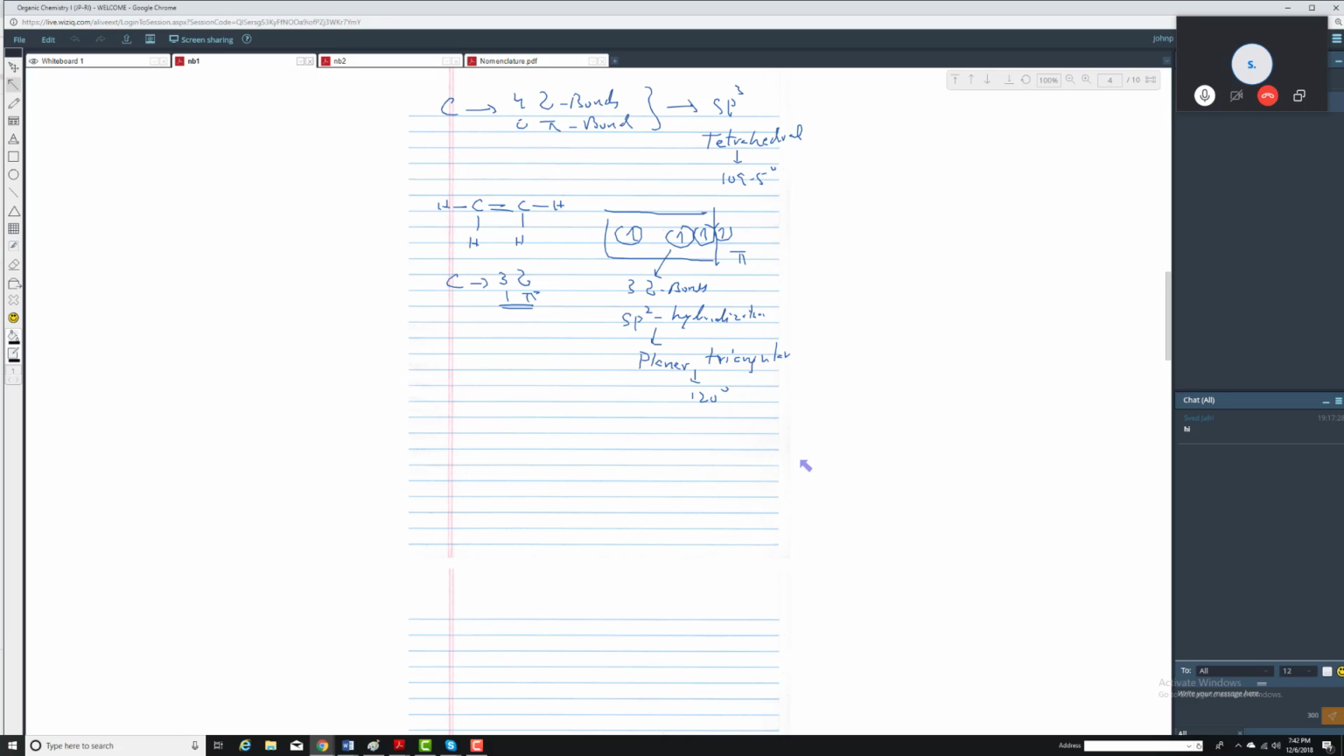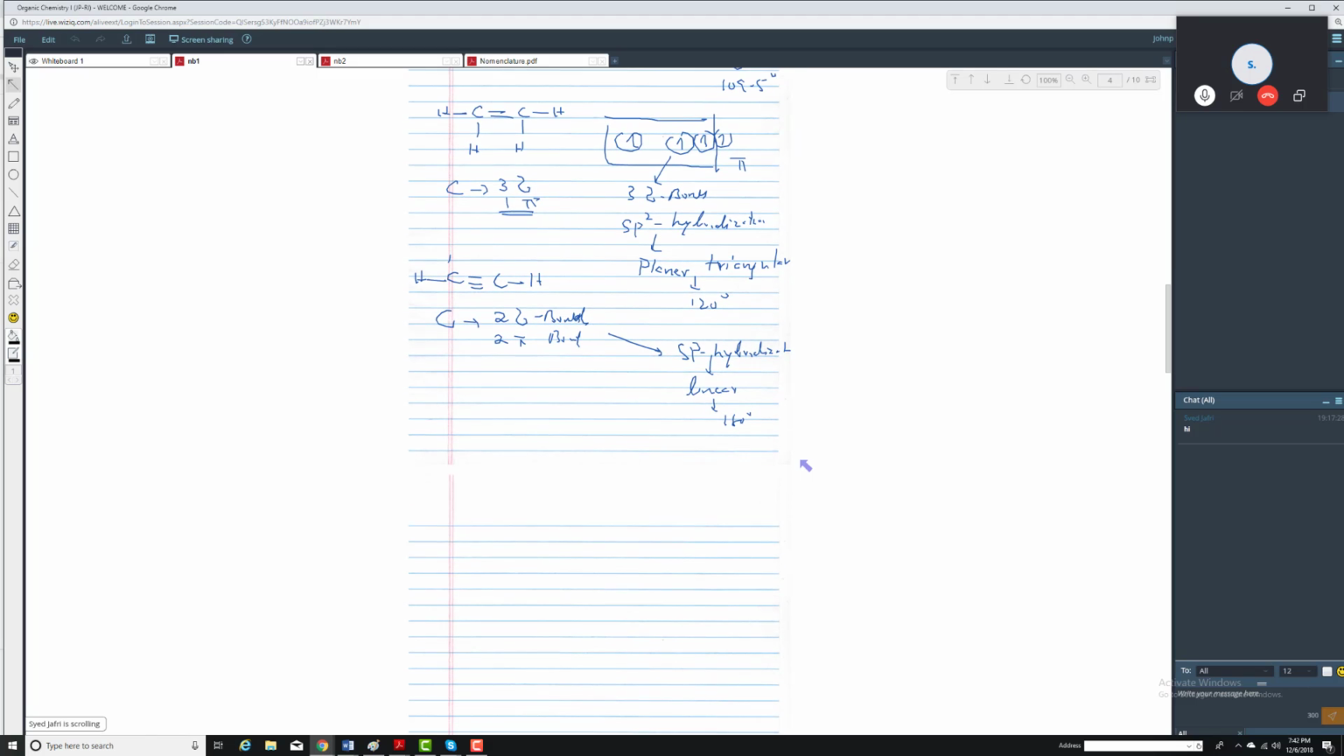The next one is carbon with a triple bond. In this case, I am not writing the whole thing. Carbon is making 2 sigma bonds and 2 pi bonds. Now the hybridization is going to be sp, because you have to exclude one more, not sp2. sp hybridization, and the shape is going to be linear, a straight line structure, and the angle is going to be 180 degrees. That's how we recognize them. I will ask you some questions.